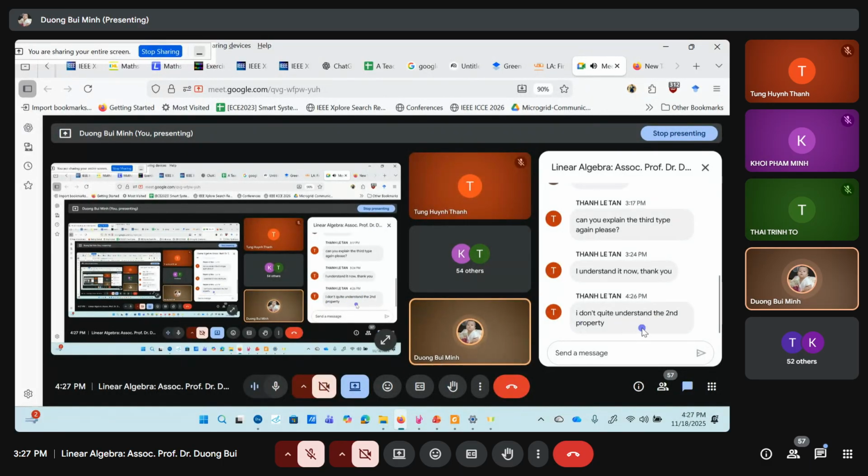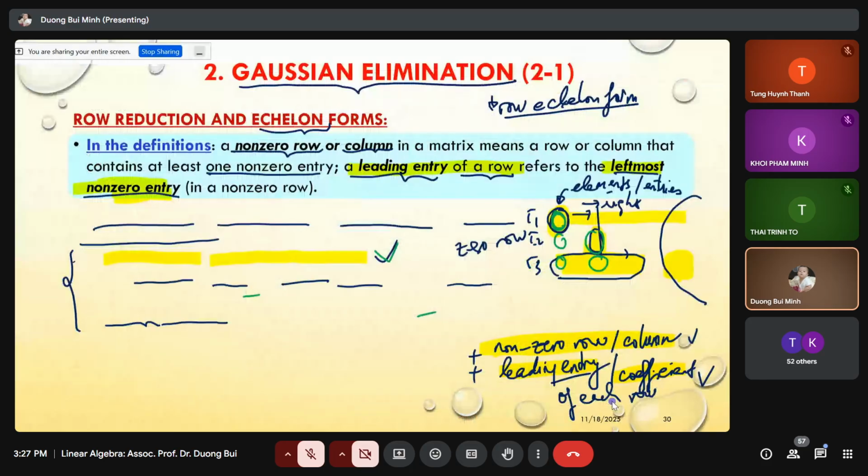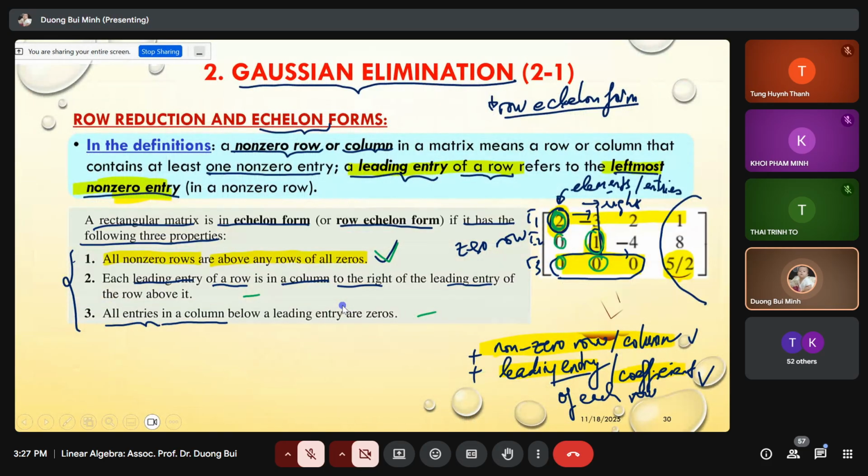I don't quite understand the second property. Okay, so I will explain it to you again. Maybe I will explain in Vietnamese to help you understand.